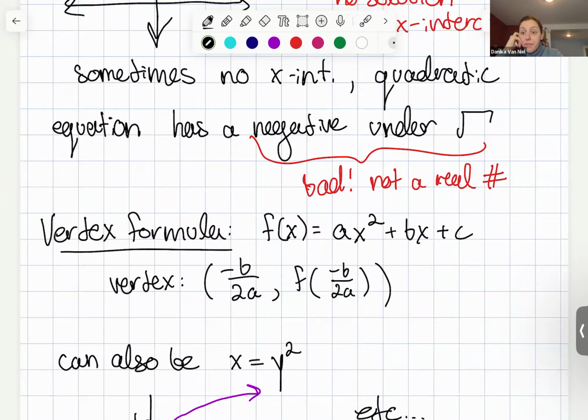So if b is 0, then your x value is 0. All right, any questions?